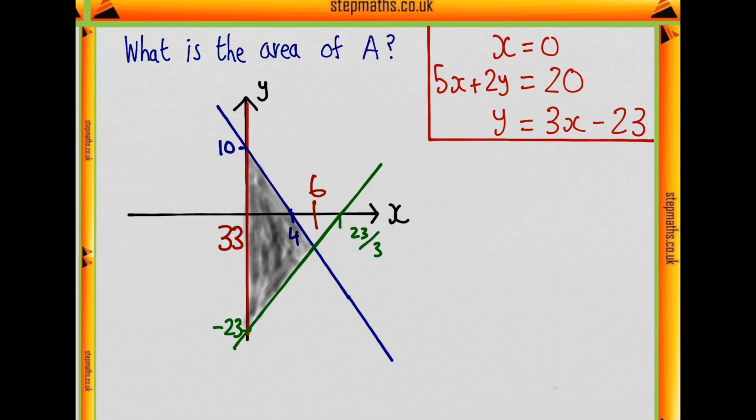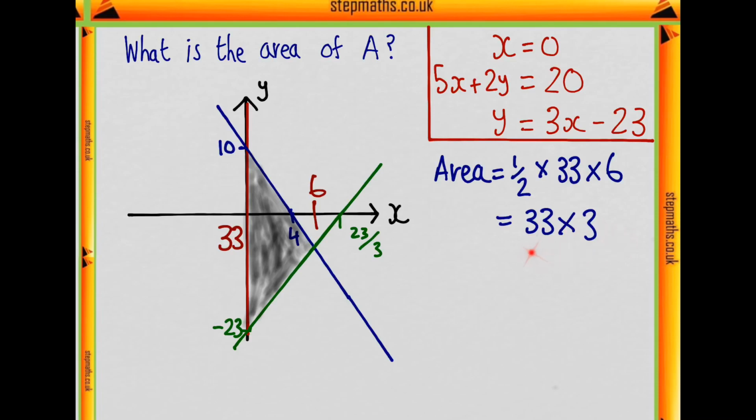We need a half base times height for this triangle, which is area half times 33 times 6. 6 over 2 is 3, so we just do 33 times 3, and that's a calculation that's fairly easy to do in your head. That's 99. Which is great news, because that's one of the multiple choice answers. It's actually C. So our answer is C.